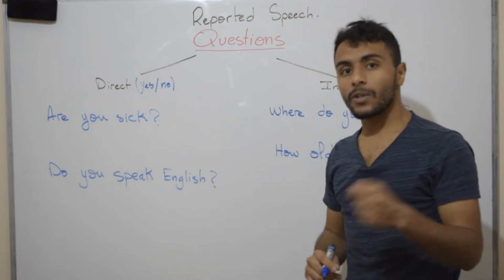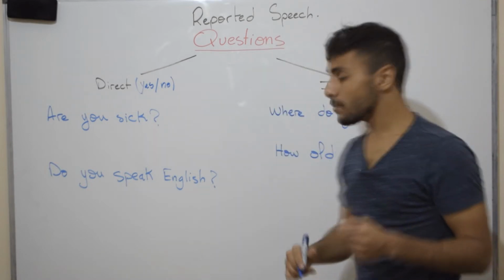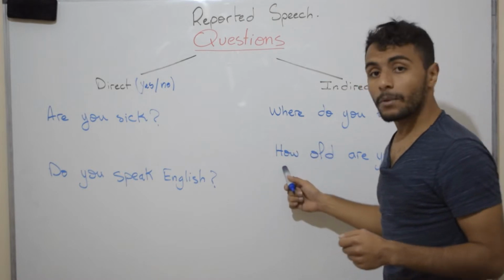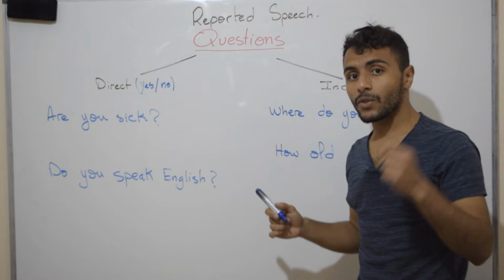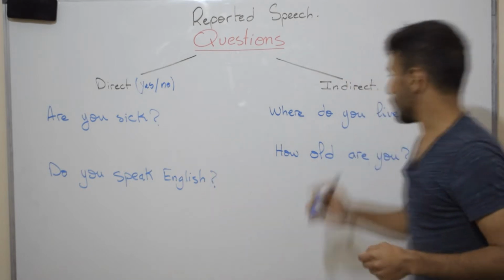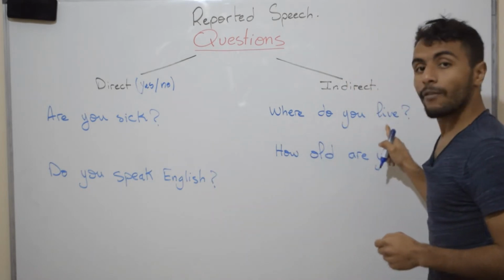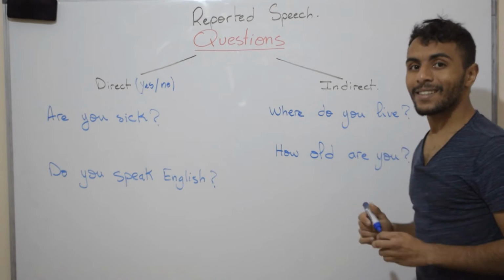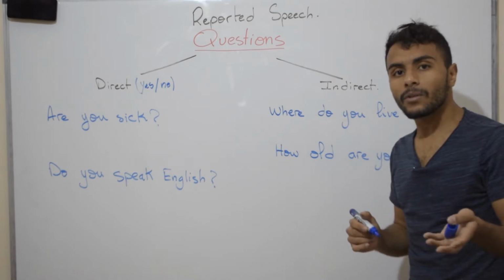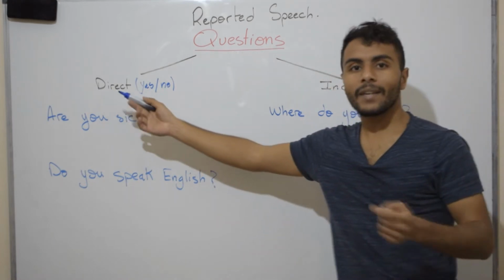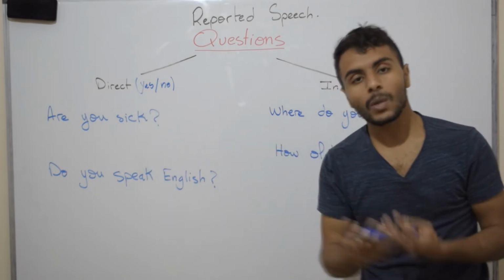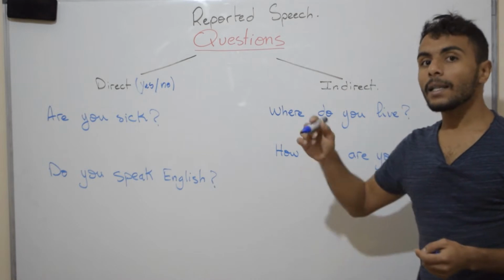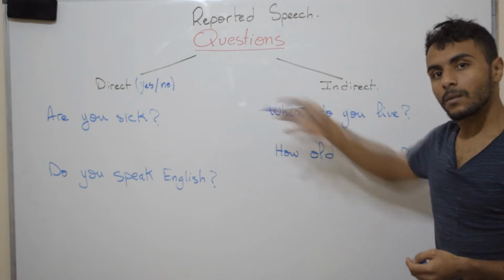Now, indirect questions, or we can call them WH questions. There are questions that you have to answer with a full answer. For example, where do you live? Hey, I'm asking you, where do you live? It's not a direct question. You can't answer with yes or no. So you have to give me a full answer. Where do you live? I live in this place.